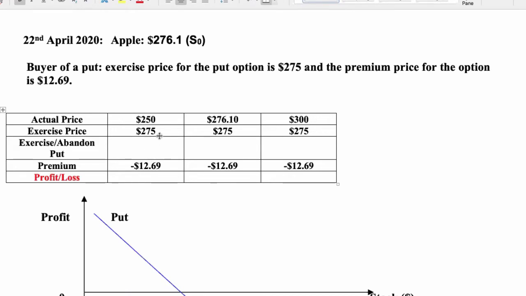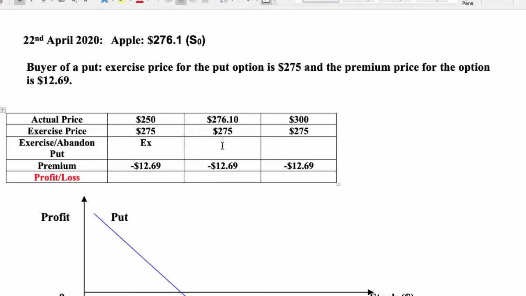So let's look at what happened. You took out the insurance, allowing you to sell the stock at $275 if things went bad. On the 15th of May, the price ends up being $250. What do you do? Exercise or abandon the put? You exercise, because it means that you can sell the stock at $275 rather than the current price of $250. So let's put EX there. At any price lower, it's always exercise for the put. Because why sell it at $250 when you can sell it at $275?